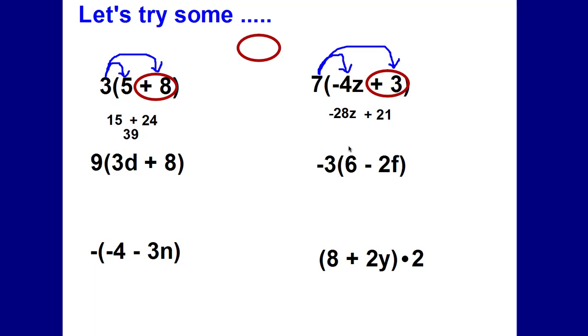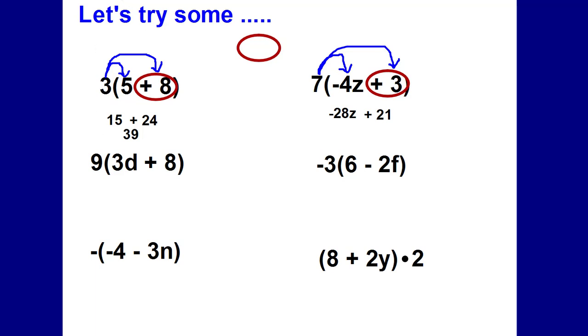When you're distributing, the goal is not to get a single numerical answer like we did over here. In our first example, we could do that because it was a numerical example. But when you're dealing with an algebraic example, you have that variable that has that unknown value. So you're not going to get one numerical answer because you don't know the value of z. This is as simplified as you can get it.